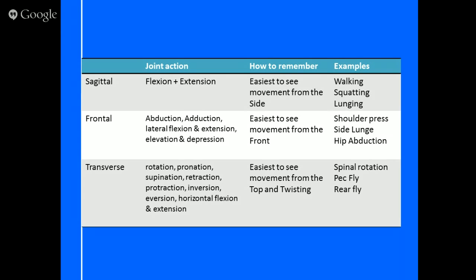Then you've got horizontal flexion and extension. And horizontal flexion is the same as when we had a pec fly a moment ago. These two relate together. Horizontal extension is right in close. Your hands are touching each other right in front of you.